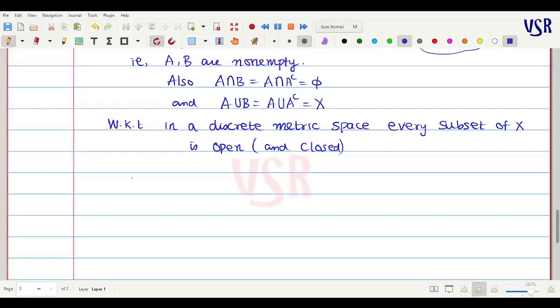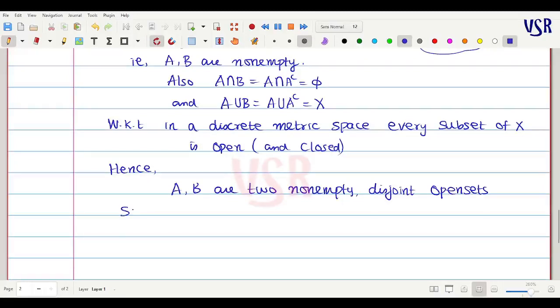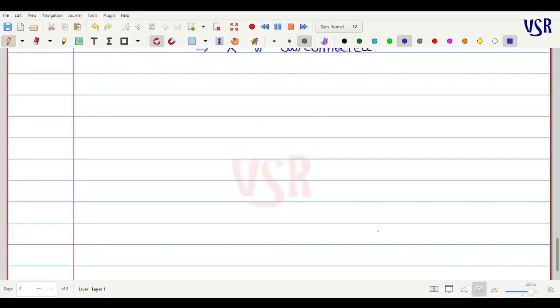Hence capital A and capital B are two non-empty disjoint open sets such that capital X is equal to A union B. This implies that capital X is disconnected. So this is disconnected.